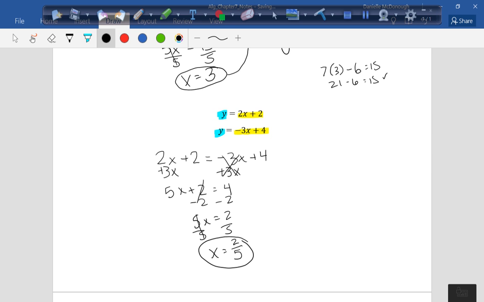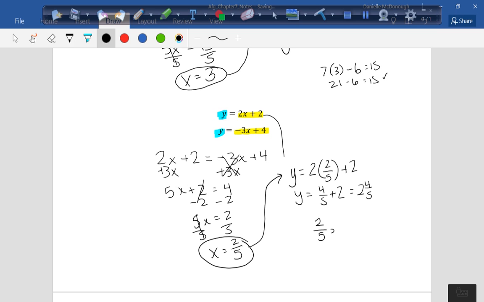And now to solve for y, I just need to substitute this into either one of these equations. I'm going to go with the top equation right here. So y is equal to 2 times 2/5 plus 2. From here, this would be 4/5 plus 2 to get 2 and 4/5. So again, my ordered pair, x is 2/5, and y is 2 and 4/5. And we can double check this as well.